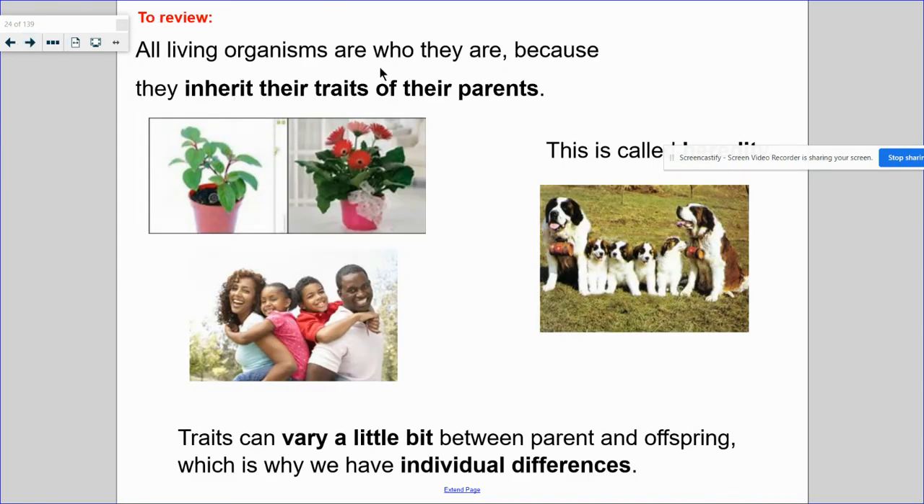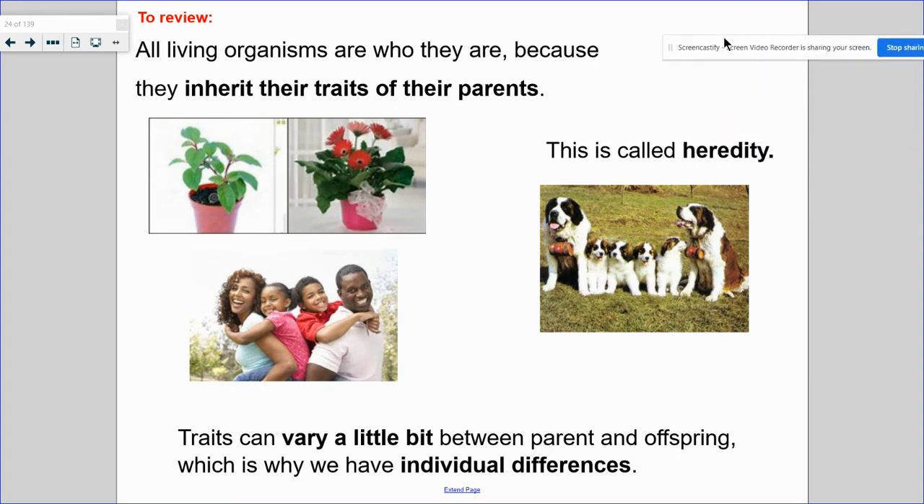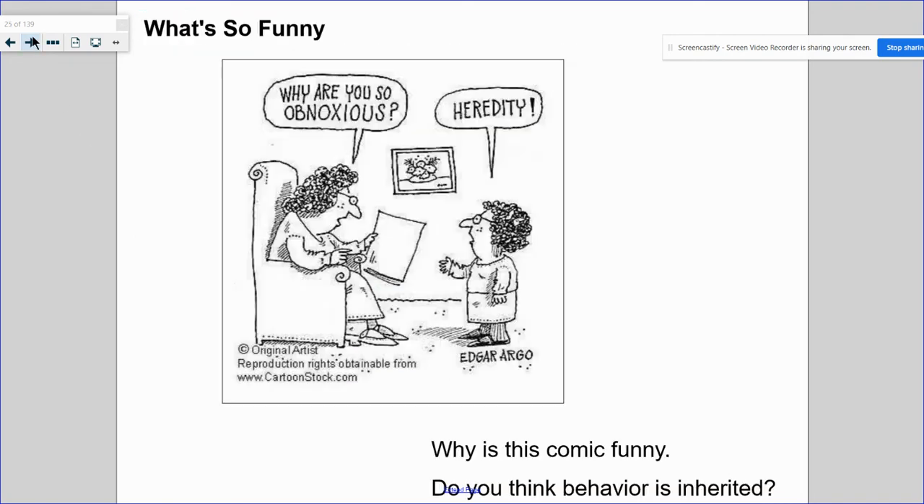All living organisms are who they are because they inherit their traits of their parents. Okay, that's just review. Sorry, it's glitching. So this is called heredity. Okay, traits can vary a little bit between parent and offspring, which is why we have individual differences. So not every trait will look exactly the same, which is what we call individual differences.